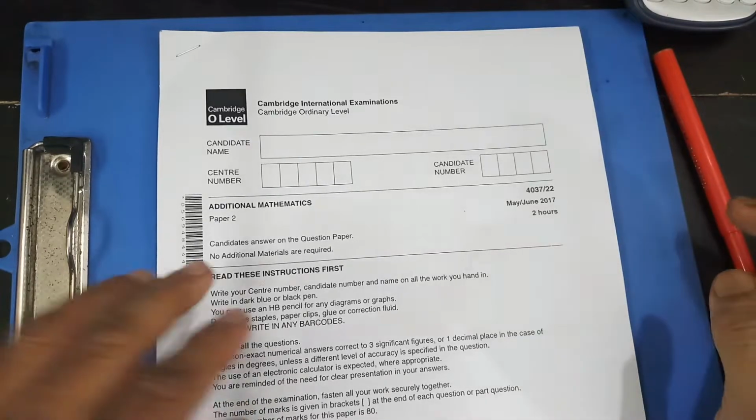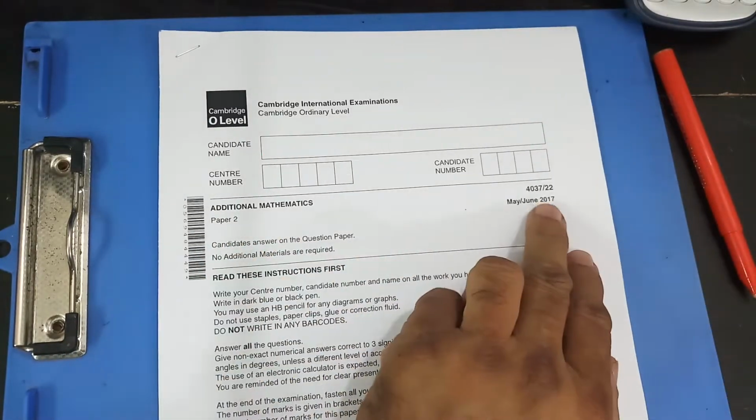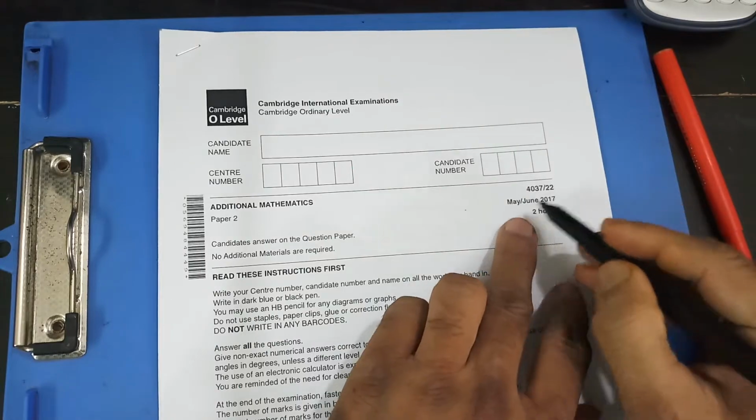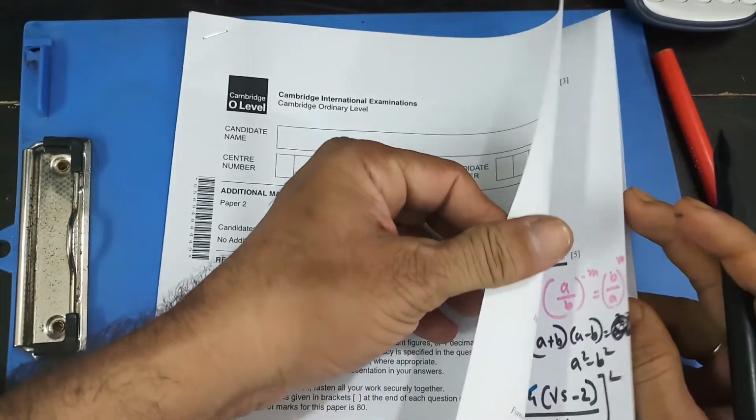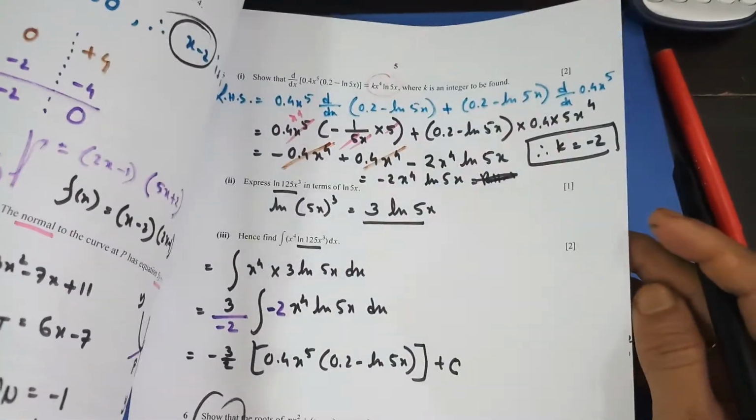Good morning, students. I'm solving Additional Mathematics Paper 2, 4037, variation 22, May/June 2017. This is the second video of this series. In my last video, I did up to question number 6. Today, I'm going to do question number 7.